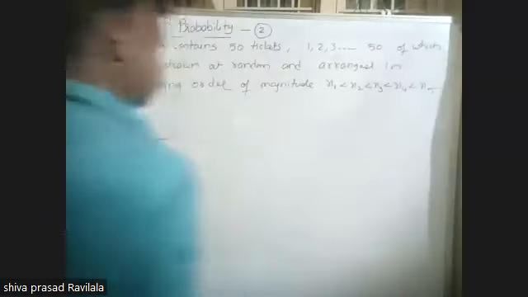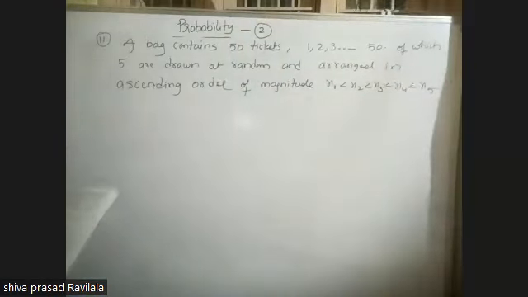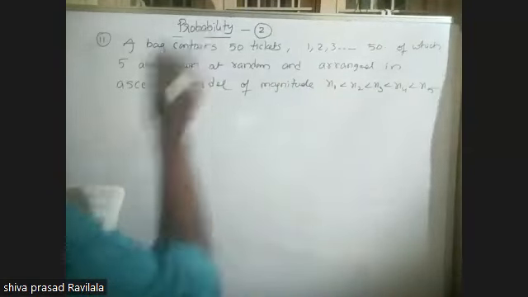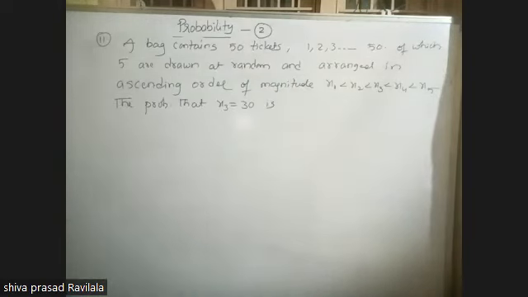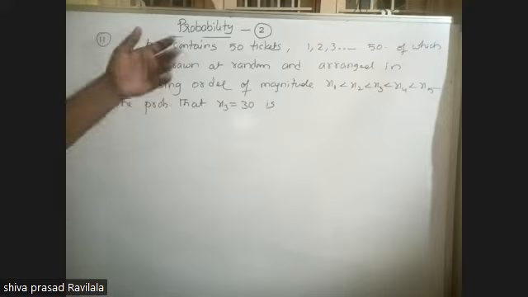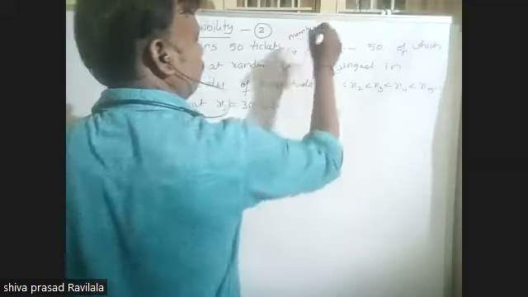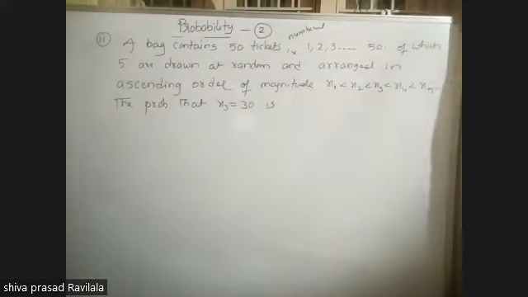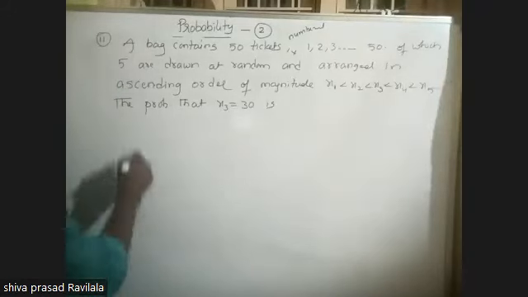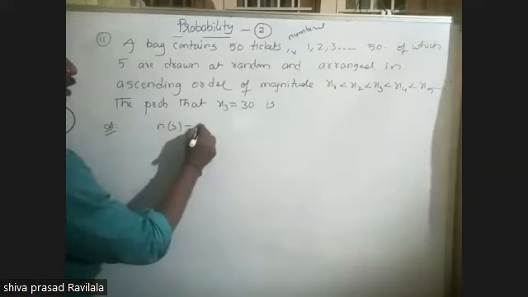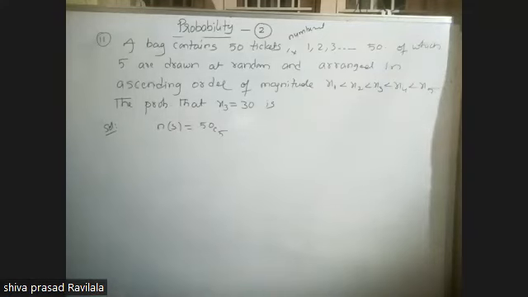The 5 numbers are like this: x1, x2, x3, and so on, arranged small to big. A bag contains 50 tickets numbered 1, 2, 3, and so on up to 50, of which 5 are drawn. For the probability, you directly write down n of S. n of S is equal to what is our answer? 50 C5.